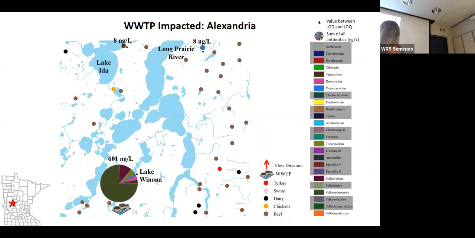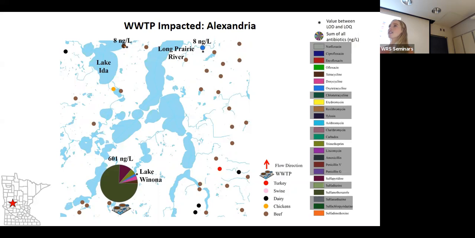So the biggest one right here is sulfamethoxazole, and that is used in humans. The next biggest, sulfapyridine, is also used in humans. And then trimethoprim, also used in humans. But there's also oxytetracycline, which is used in cattle, and you can see there are some cattle farms around, but it's also natural. And then we also have doxycycline, which is also used in humans.